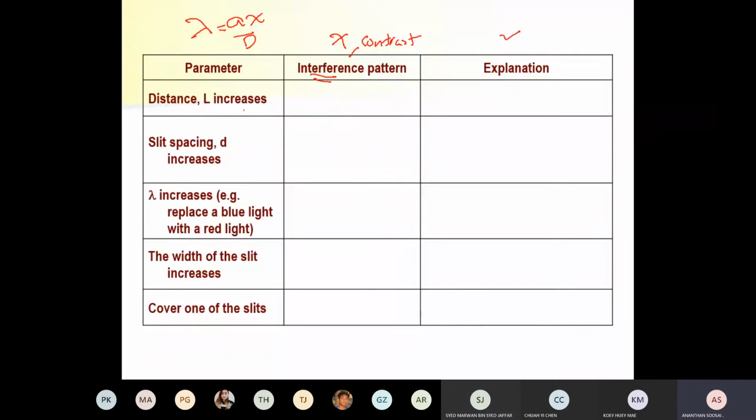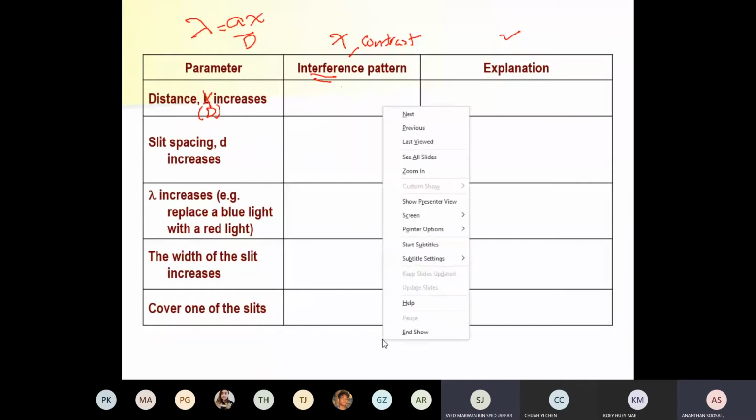The distance L is increased. Actually, you can cancel the L. You can put it as a capital D. Okay. The first one is when the D is increased. What type of change happens to the interference pattern? What change will happen to the interference pattern when the D is changed?